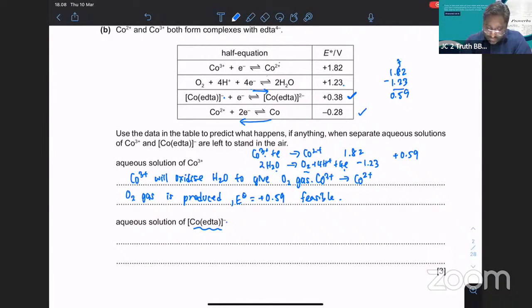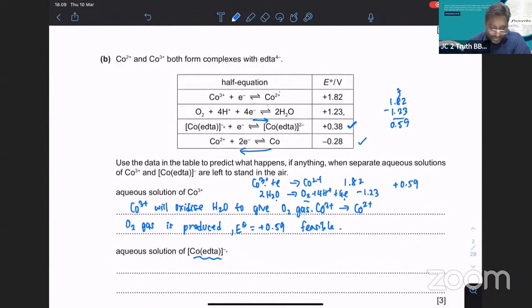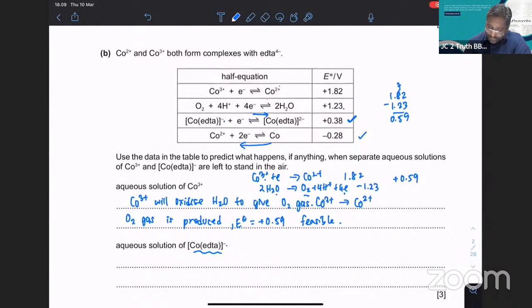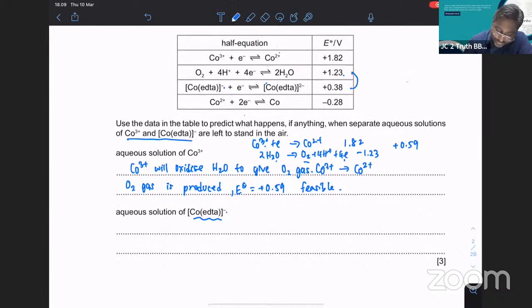So in this case, what we need to look at is, let's hold on, copper 2 plus and cobalt 3 plus, use the data when separate aqueous solutions of these are left to stand in air. Sorry, I think this one, no need. I made a mistake. No need to compare with this. They are comparing leaving these two in air.